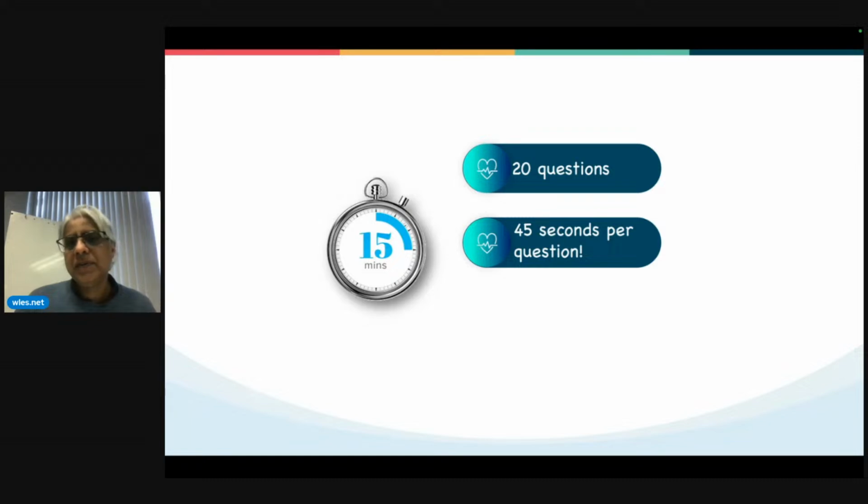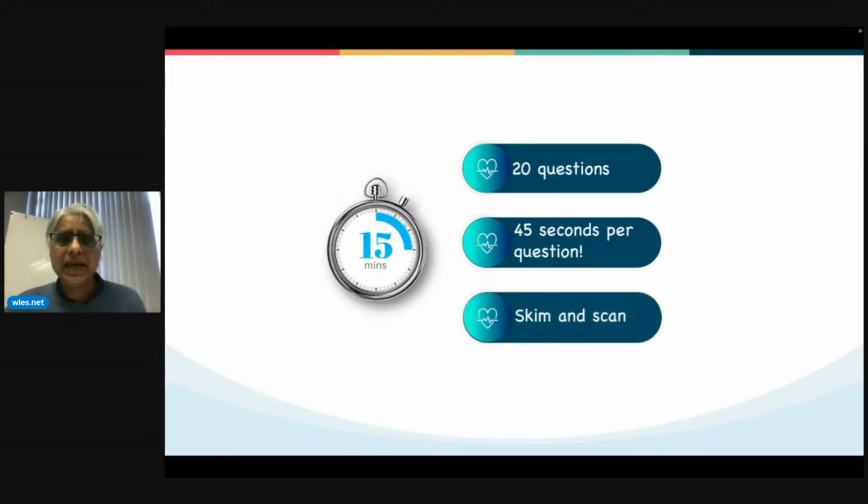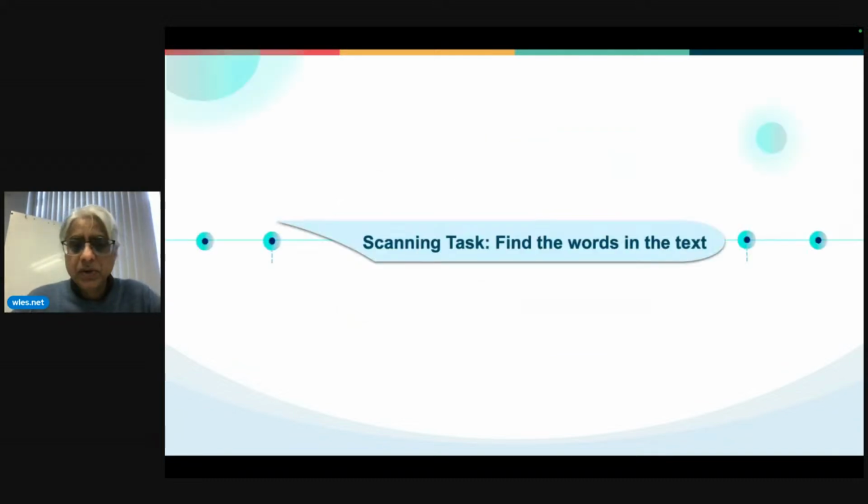And this is why in Reading Part A, you need to skim and scan. You don't have time to read every single word, but you're going to have to read for speed, and you're going to have to look quickly and scan for key information. So skimming and scanning, this is really what it's all about in Part A, and we're just going to practice some skimming and scanning. So let's do a quick task. Let's do a scanning task.